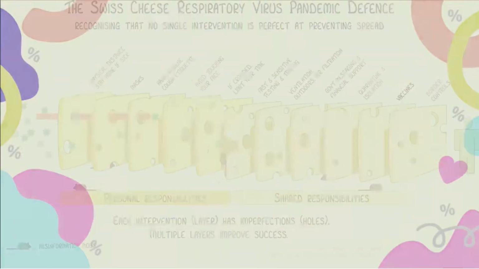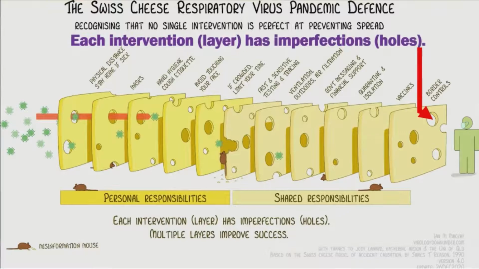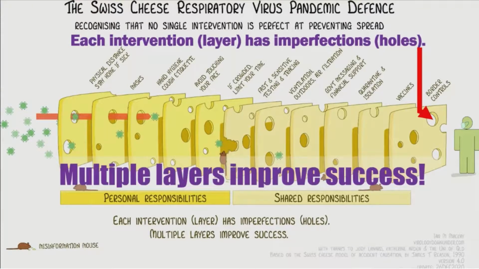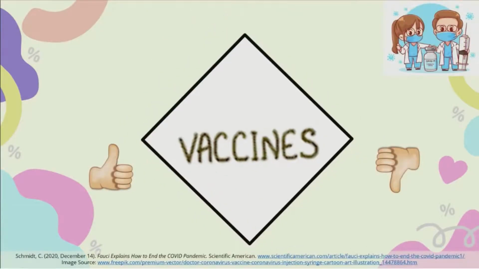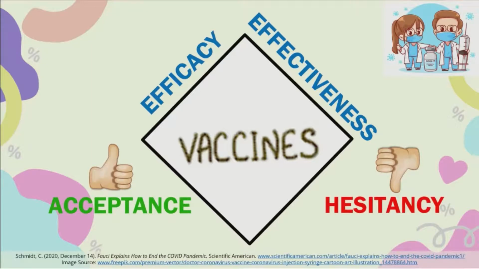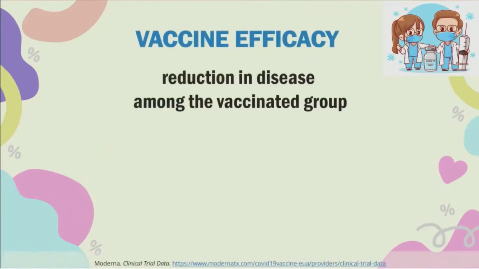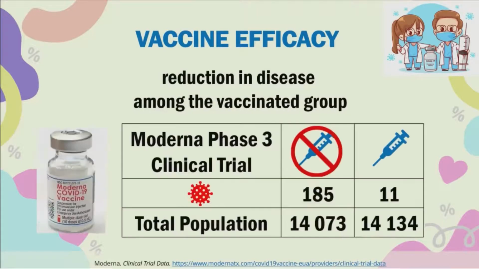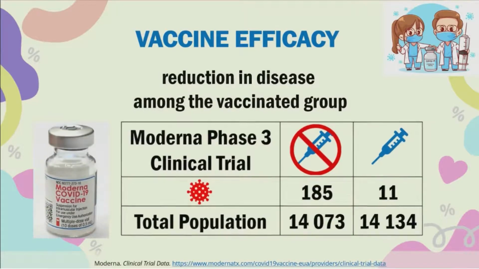Leaders choose the best combination of interventions to improve their country's success in curbing COVID. Vaccination with public health measures is believed by experts as the mechanism that will end the pandemic. Understanding how well vaccines work through their efficacy and effectiveness can boost vaccine acceptance. Let's look into the efficacy of the Moderna vaccine.